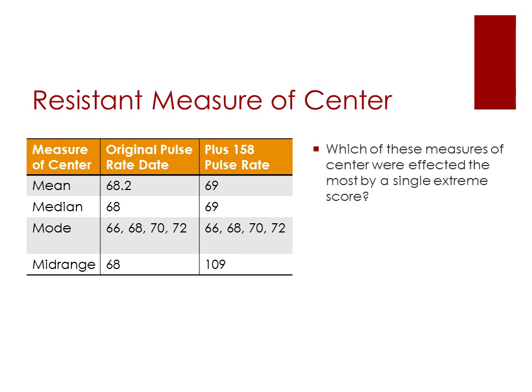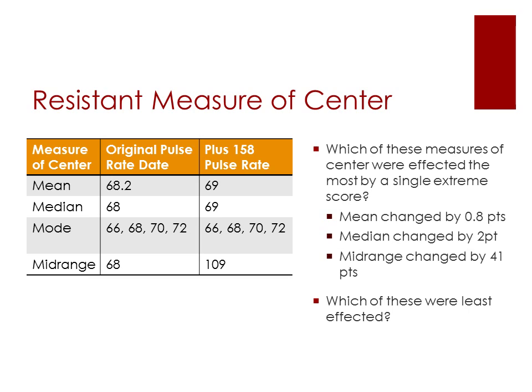So, which of these measures of center were affected the most by a single extreme score? Well, our mean changed by 0.8 points, our median changed by 2 points, and our mid-range changed by 41 points. So the mid-range was obviously really affected by the single outlier, and the mean and the median were also affected by it. Actually, correction, the median changed by 1 point. Sorry for that mistake. Now, which one of these was the least affected? Well, our modes didn't change at all.